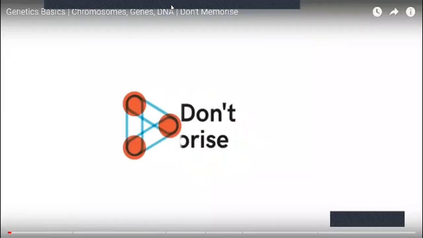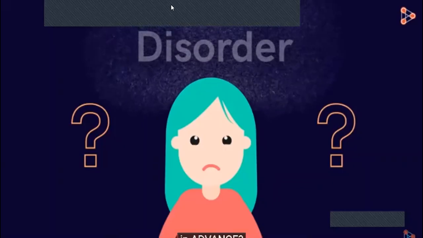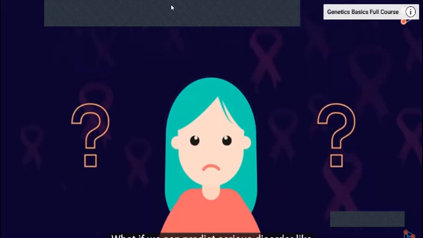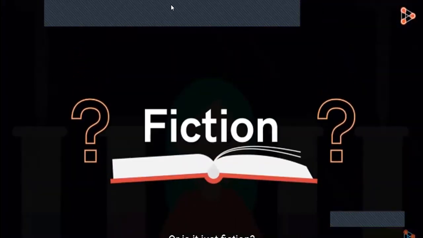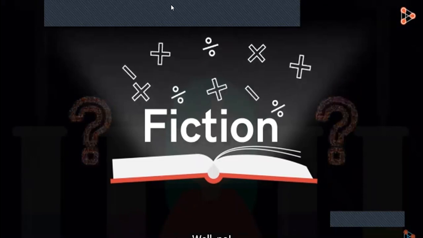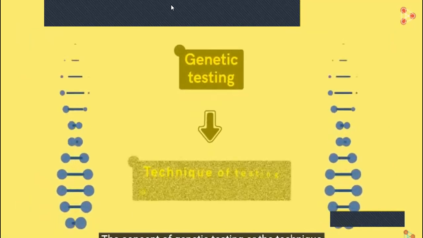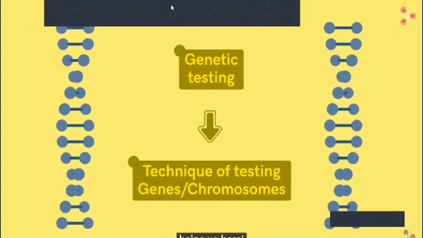What if we get to know the probability of us falling a prey to a particular disorder in advance? What if we can predict serious disorders like cancer using simple medical testing? Is that possible? Or is it just fiction? Well, no. It's already being done. The concept of genetic testing, or the technique in which our genes or chromosomes are tested, helps us here.